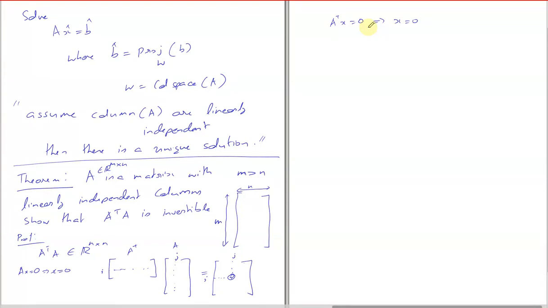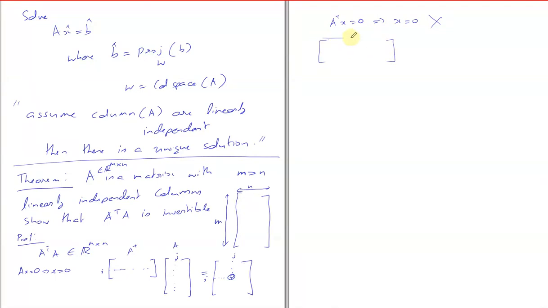And the rank of A transpose is not M, right? This is not true. Remember, A transpose is a long matrix like this. Obviously, the rank is much less than M.